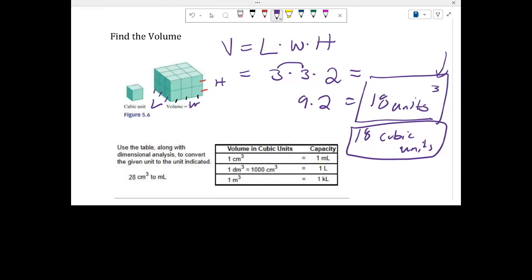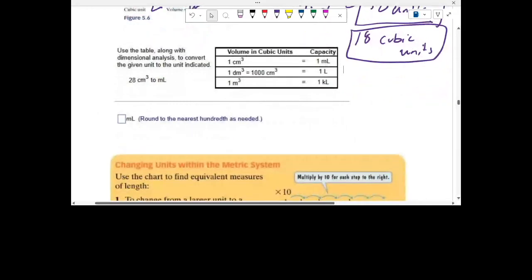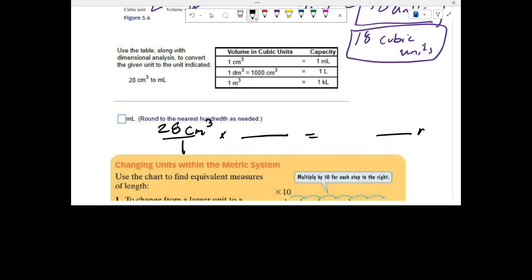All right, so y'all, I'm going to scroll down a little further, and let's see if we can figure out how we can do this next problem here. And it says, use the table along with dimensional analysis to convert the given unit to the unit indicated. So we have 28 cubic centimeters, and we want to convert that to milliliters. So y'all, again, the way I'm going to do this, I'm going to write 28 cubic centimeters. So I'm going to write that over 1, and I'm going to multiply it by a fraction. And my answer is going to be in milliliters, okay?